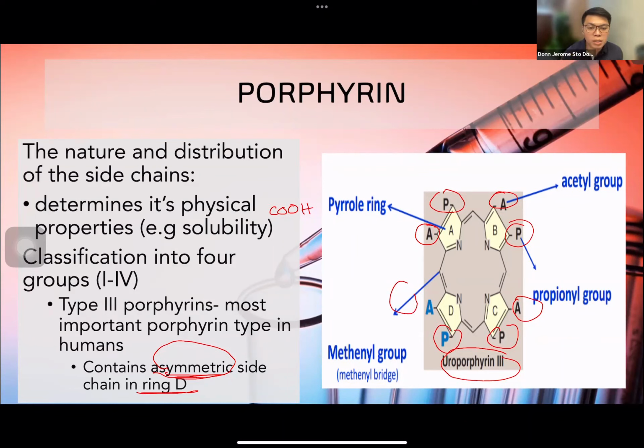Can you follow? Susundan? Clear pa naman po. Sige. So don't be confused. Sometimes type 3 porphyrins are also known as your type 9 porphyrins. Okay.